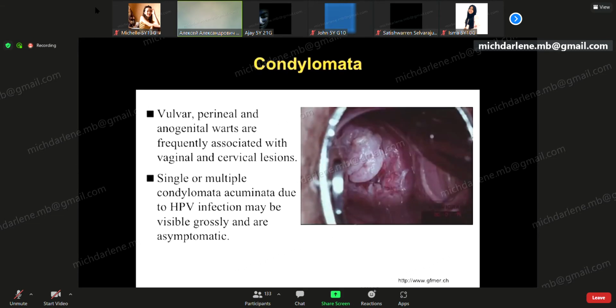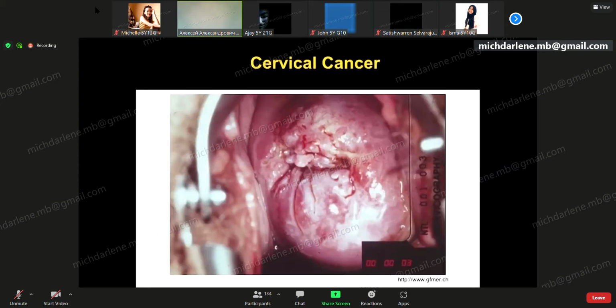Condylomata: vulvar, perineal, and anogenital warts are frequently associated with vaginal and cervical lesions. Single or multiple condylomata acuminata due to HPV infection may be visible grossly and are asymptomatic. This picture presents cervical cancer.